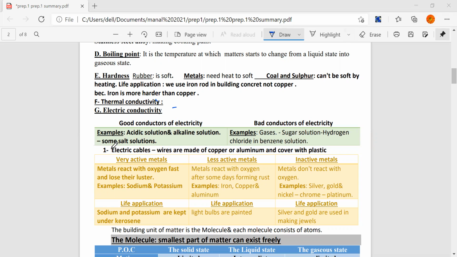We know that electric cables or wires are made of copper or aluminium and covered with plastic, because copper and aluminium are good conductors of electricity, while plastic is a bad conductor of electricity. Remember, the questions will be multiple choice only.